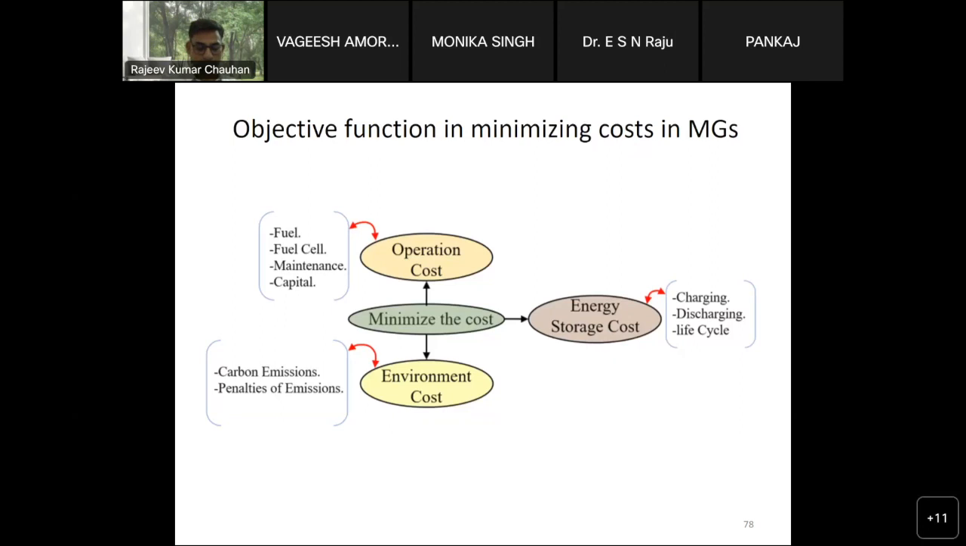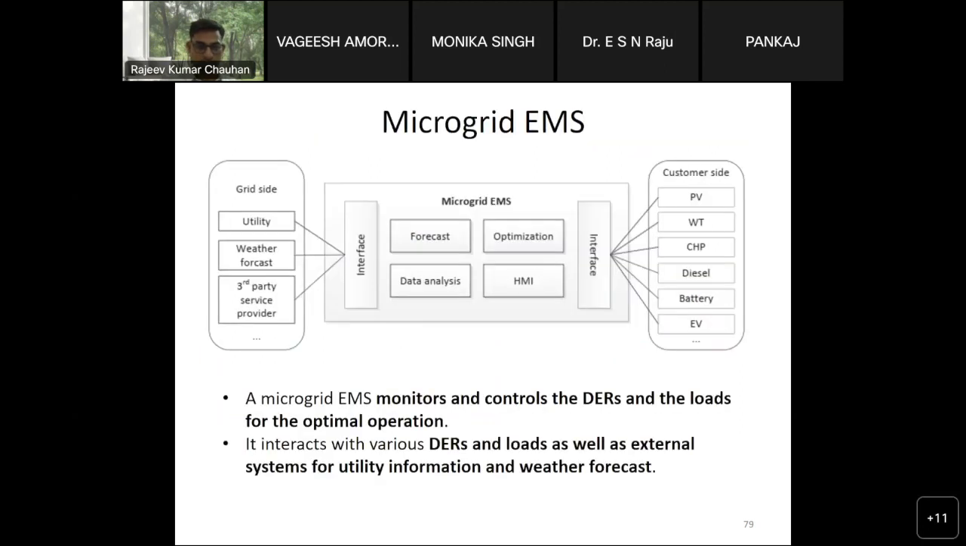Okay. In the next slide, that is slide 79, you mentioned that on the customer side there are some sources, right? PV, wind turbine, and the conventional hydropower and diesel. So, sir, here there is also EV. So basically, what you are trying to say is that we can also make use of EV as a source, right? Yes. For EV, we have grid to vehicle and vehicle to grid. So when we are considering vehicle to grid, in that case also we have to consider the EV as a source.